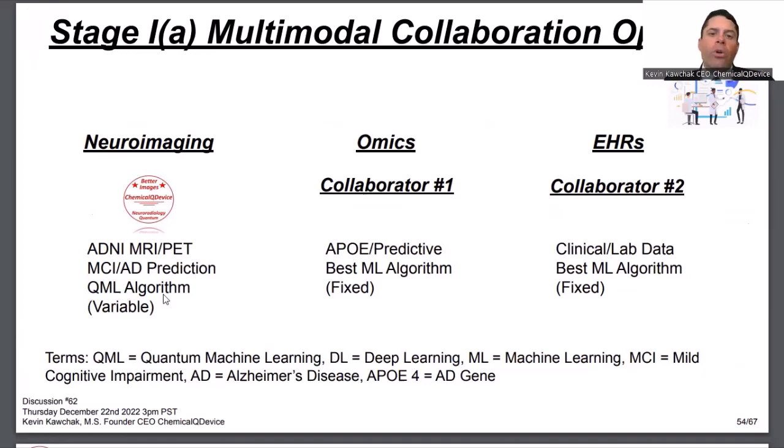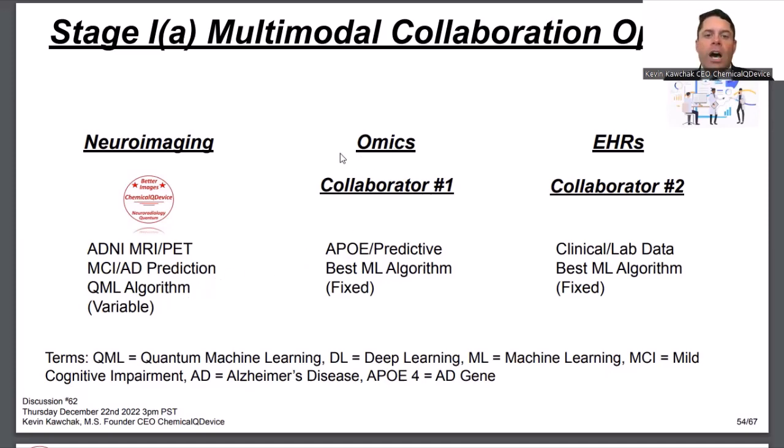And now the variable, say in these three of them, because the omics and EHR have been going for a while, is going to be the quantum machine learning algorithm and optimizing that. And that's kind of like the new thing. People always want to do new things. Oh, we'll run this part on a quantum computer type of things.